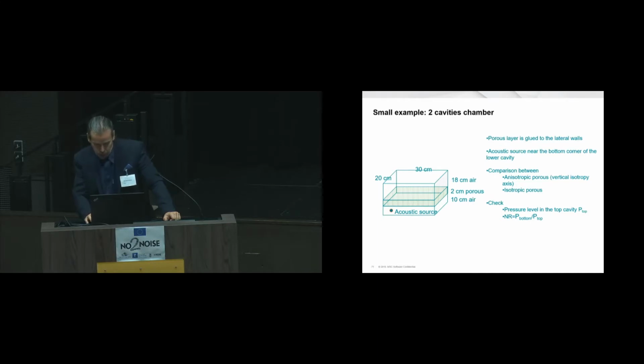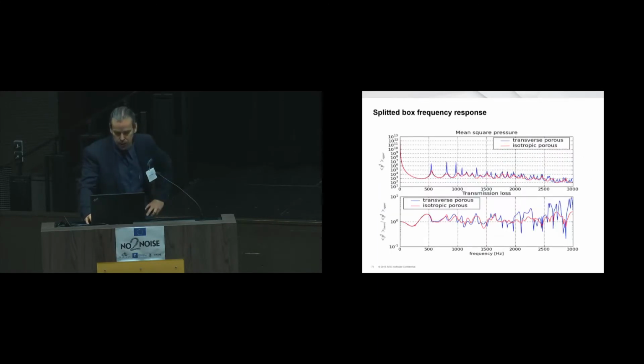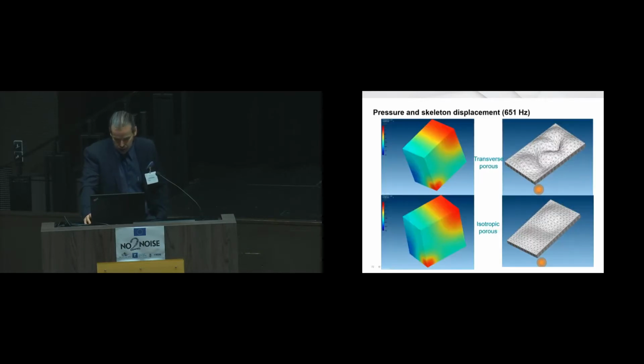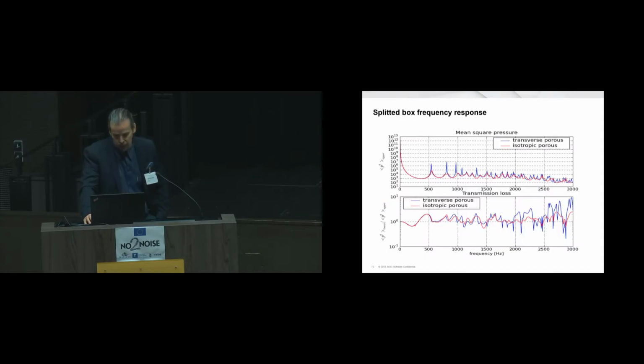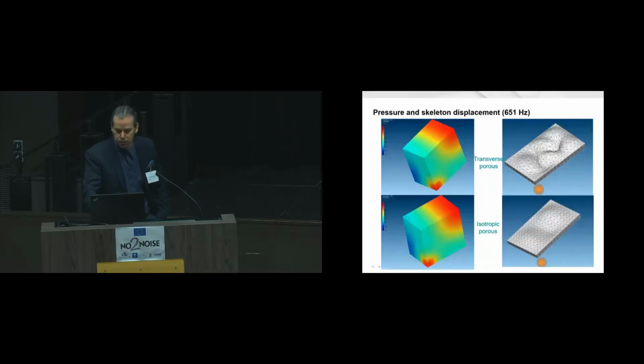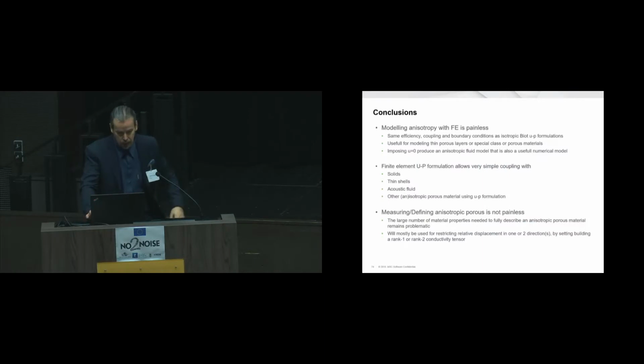Okay, another more complex example, just to show that anisotropy can have an effect. I have used an isotropic porous and a transverse porous that have the same properties in the normal direction, but infinite resistivity in the tangential direction. And as you see, the response can be quite different, and the shapes of the deformation of the porous media can be quite different also at the same frequency. Just for an illustration.